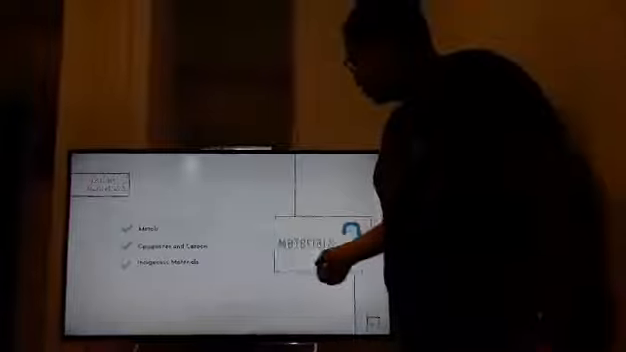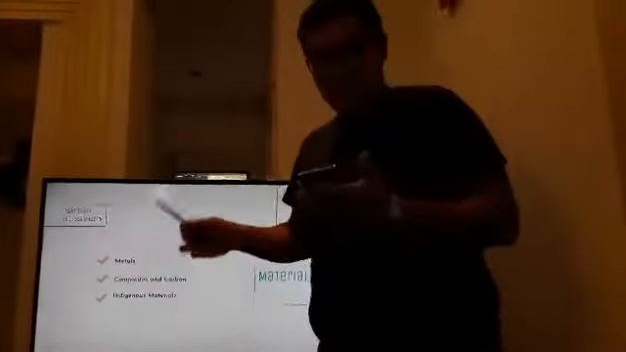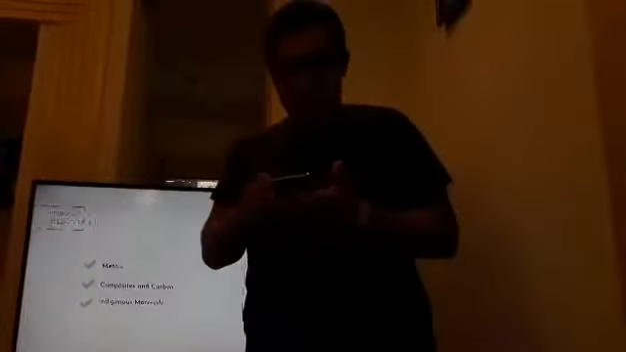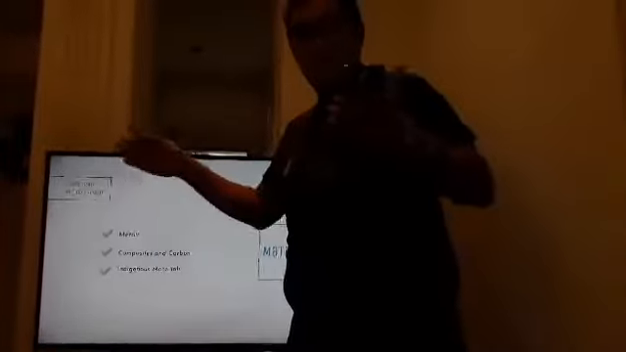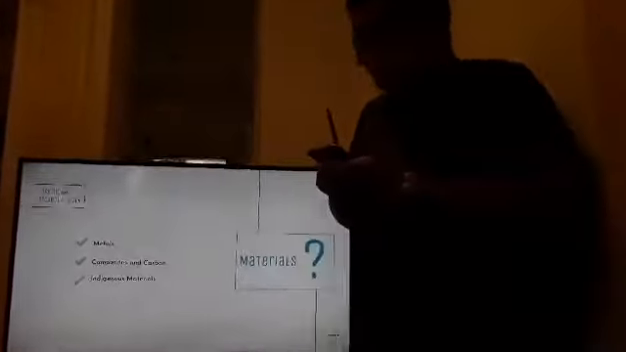So now we're going to talk about the materials. First, we have the metals. For example, we have steel, aluminum, titanium, magnesium, fabrics, and a lot of other metals. Those are the metals that we need to build our project. Second, we have the composites and carbon nanotubes.